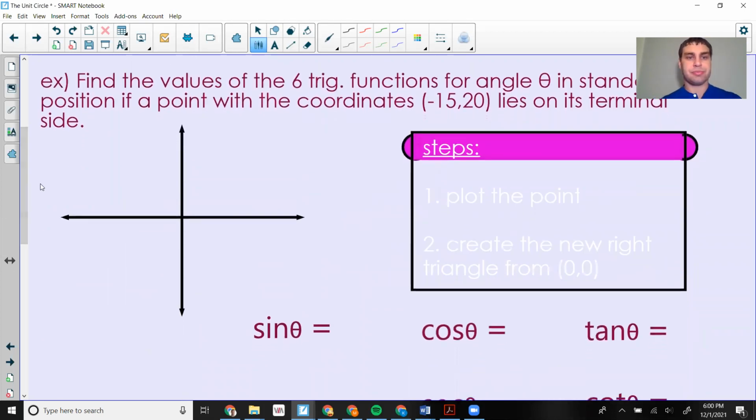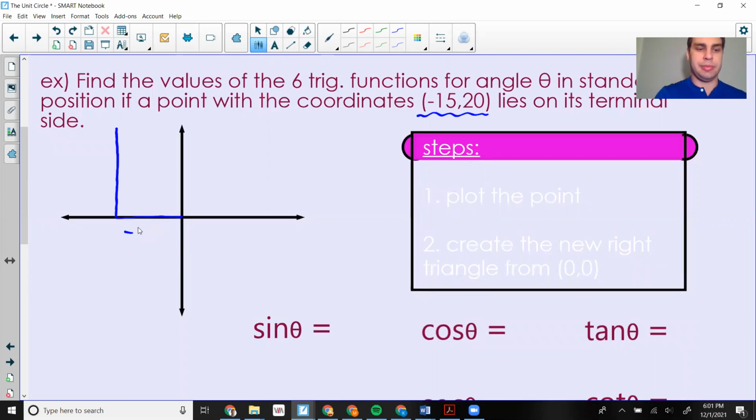This one says, find the 6 trig functions for angle theta in standard position if a point with the coordinates (-15, 20) lies on the terminal side. And so what we need to do here is really pay attention to our negatives. Sometimes these are going to be positive, sometimes negative, sometimes a combination of both. And so in this case, (-15, 20), if I were to graph this on a normal XY plane, that'd be back 15 and up 20. I think we'd all agree with that.